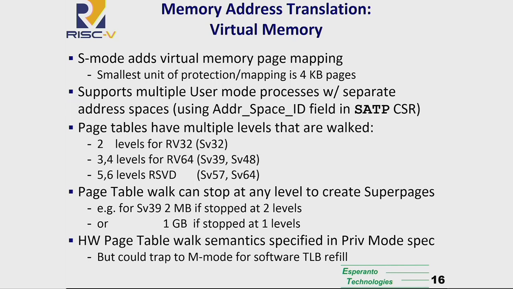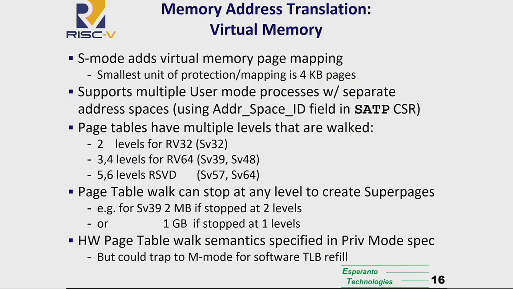Page tables have multiple levels that they walk. So you start with some big virtual address, you carve out some bits, you look that up in a table, and it'll point you to some more tables, you carve out some more address bits, look those up in where that first one pointed, and you can do that sort of recursively. So RV32, which only has a 32-bit address, only needs two levels of that page table walk. RV64, depending on whether you're implementing a 39-bit virtual address or a 48-bit, you can do three or four levels of walk. And five or six levels is reserved for the RV128, and that gives you a 57 or a 64-bit address.